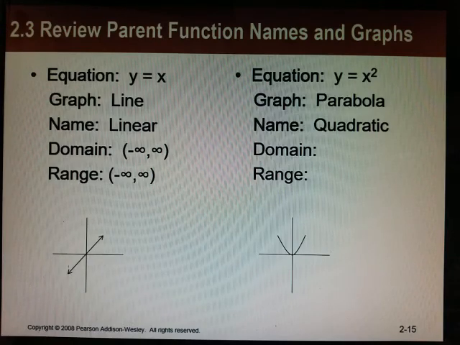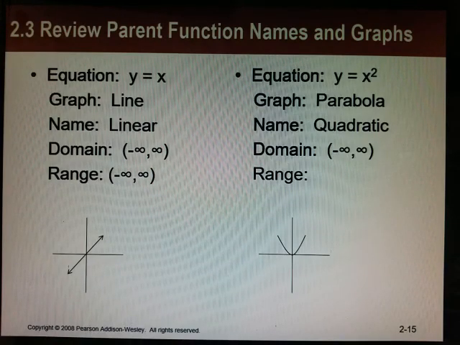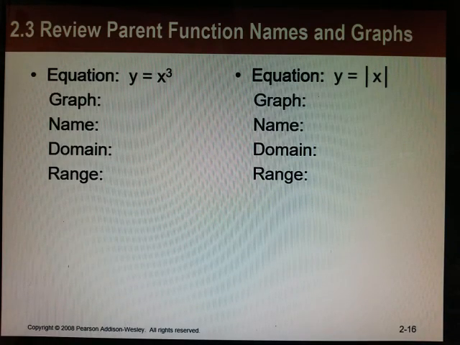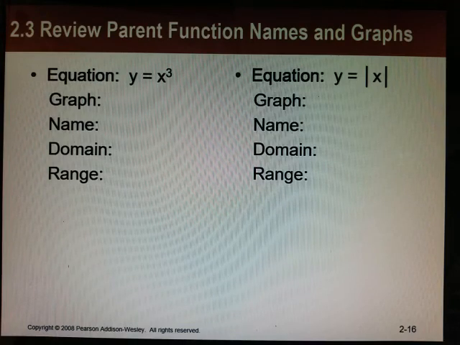The domain, it goes left and right forever, so it's still all reals. The range this time, though, see how low does this graph go? See, the graph starts at 0 and goes up forever, and so that's why it would be from 0 to infinity with a bracket.